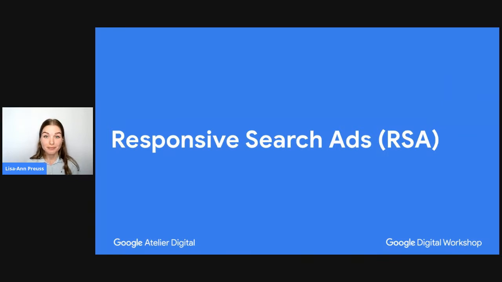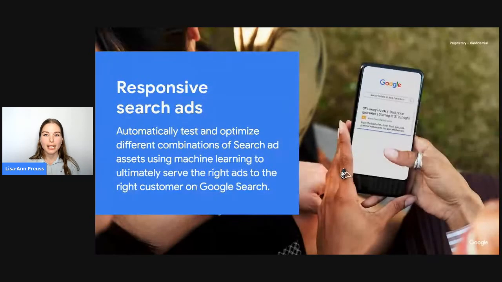But that's not all. There is a totally different format even for text ads. And this is known as the responsive search ad, or RSA. Now, the really cool thing about responsive search ads is that they will automatically test and even optimize loads of different combinations of search ad assets using machine learning with the goal of serving the right ad to the right customer on the Google search.